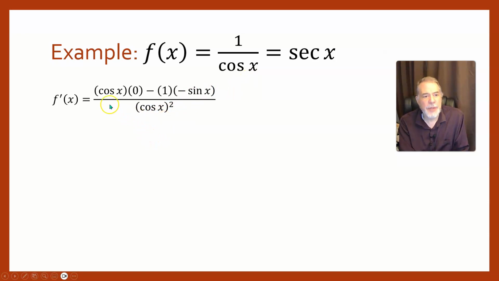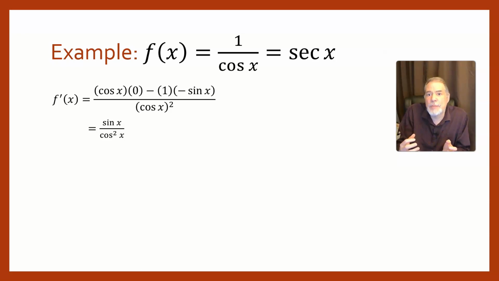Now we can clean that up a bit, because cosine x times 0 would just be 0, and then we have minus a negative or plus a positive 1 times sine x. So the numerator is really just the sine of x, and the denominator is the cosine of x squared, or cosine squared of x. And we could just leave it at that and say, okay, there it is, that's the derivative. But when trigonometric functions are involved, there's often more than one way of writing things. You can use those trigonometric identities to transform something into something else that looks different but is actually equivalent.